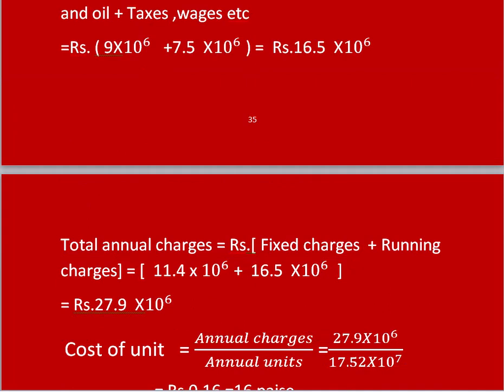So let me summarize once. We have seen what the costs involved while generating the energy are, that is fixed cost, semi-fixed cost and running charges. And also we observed that there are two ways to account for these costs. Those two methods are the two-part method and the three-part method.